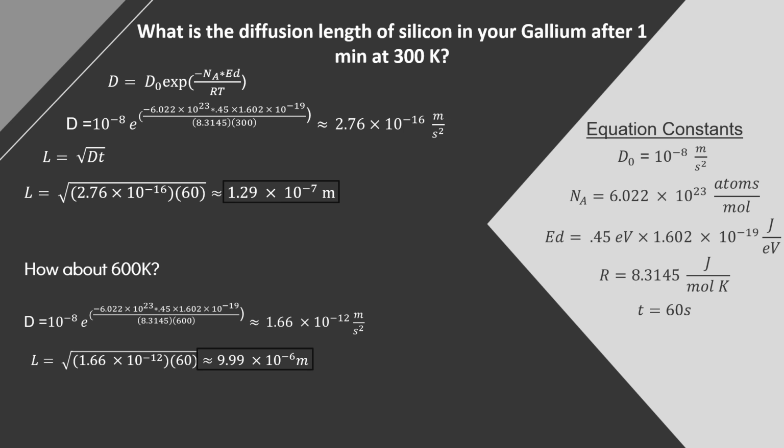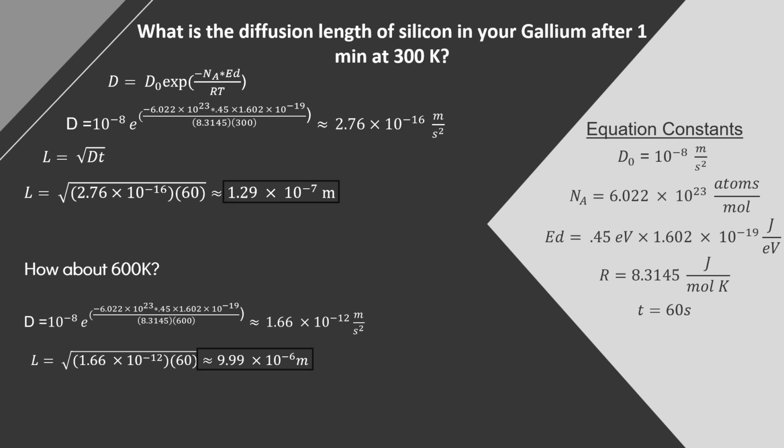Okay, now that we're familiar with the process of how to find the diffusion length of a particle, let's look at another example. This time we'll be looking at the diffusion length of silicon in our semiconductor gallium after 1 minute at both 300 and 600 degrees Kelvin. This is the same process that we followed in the last slide, so I won't go into too much detail. The main differences here are the equation constants. We are dealing with a different material here, so the constants for the material are also different.